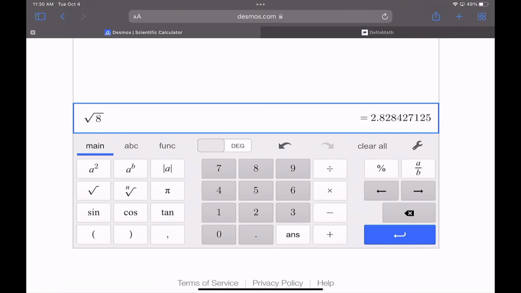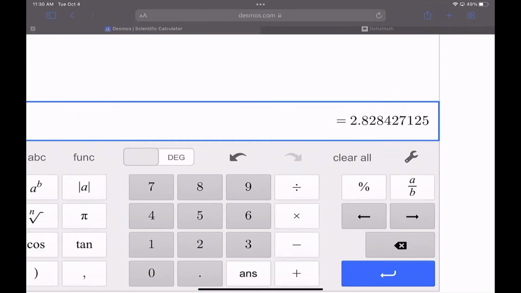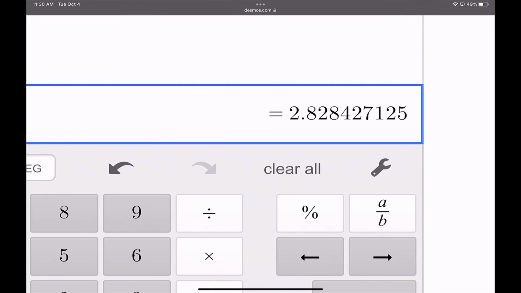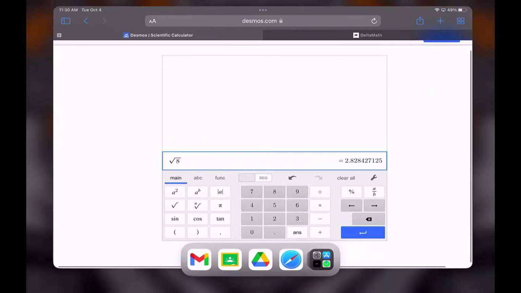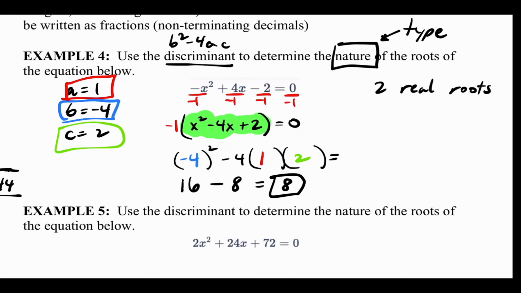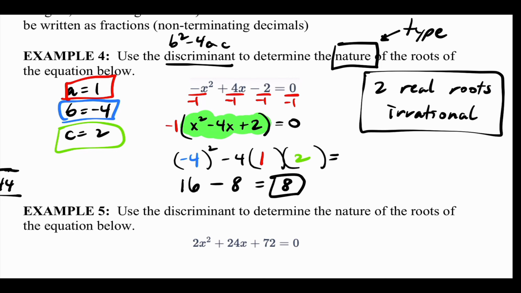2.8248, blah, blah, blah. My calculator doesn't repeat and doesn't stop. Or it stops at 5 because it's tired of writing numbers. But that number is what we call an irrational number. So we go back and we say irrational. Done. Okay.